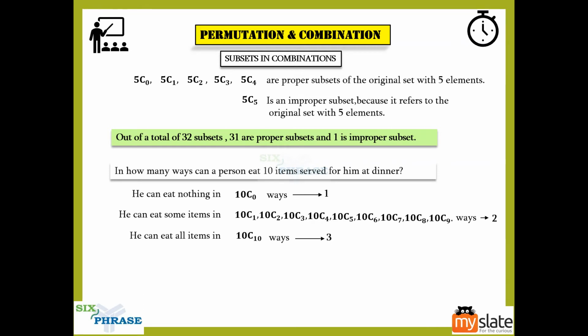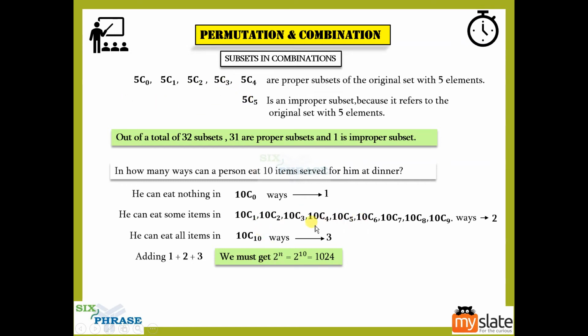Okay. Now if you have to find in how many ways the person can eat, he can eat from 10C0 to 10C10. All this is possible. So you have to add everything. From 10C0, 10C1, 10C2, 10C3, 10C4, 10C5 up to 10C10, you have to find the values and add them. How did you get this 32? You found all these values and then added them to get 32, right? Similarly, you have to find all these values.